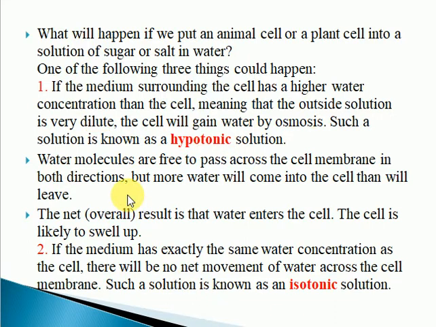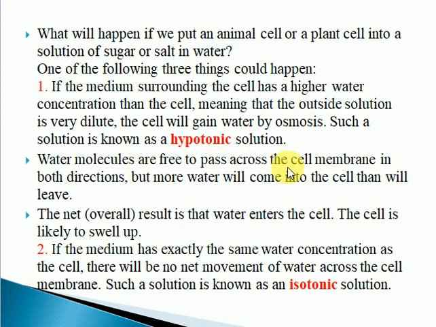Now the second situation is if the medium has exactly the same water concentration. See, we've taken a beaker again and we've placed the cell here. Now the concentration of the cell and the solution is the same, so there is no net movement from outside to inside or from inside to outside. So such a situation appears in case of an isotonic solution.